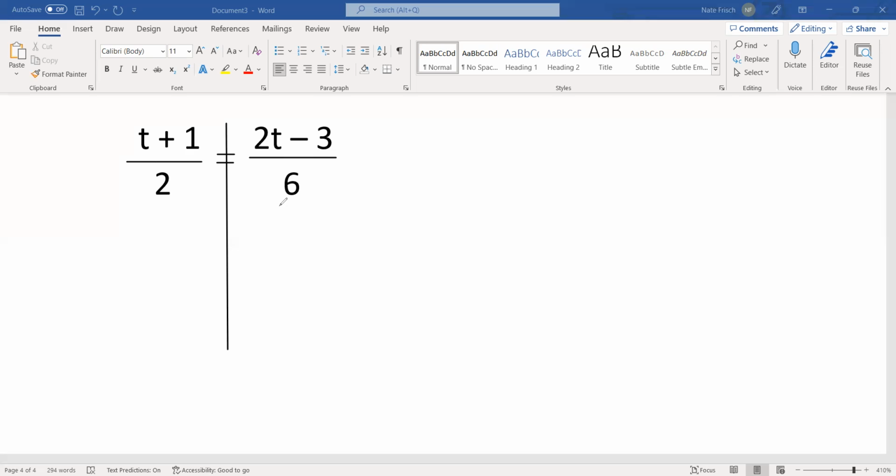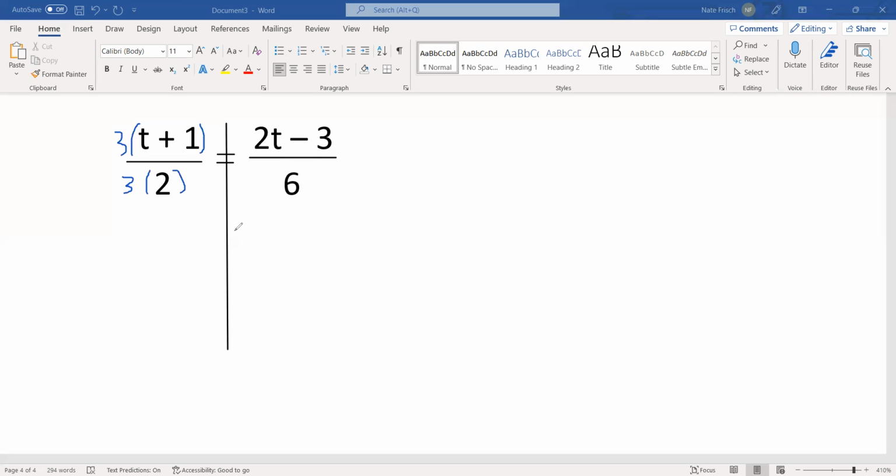There's actually a couple ways we could do this, but I'm going to show it just finding a common denominator. This one is already 6. This one is 2. Well, I want to make this 6 as well. So I'm going to take all of this, and this, all times 3. And all I'm doing is renaming the fraction so that it has a common denominator.